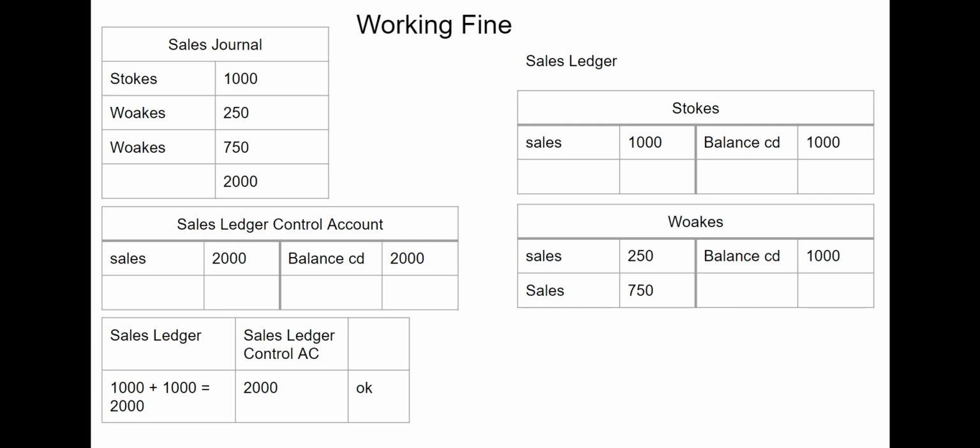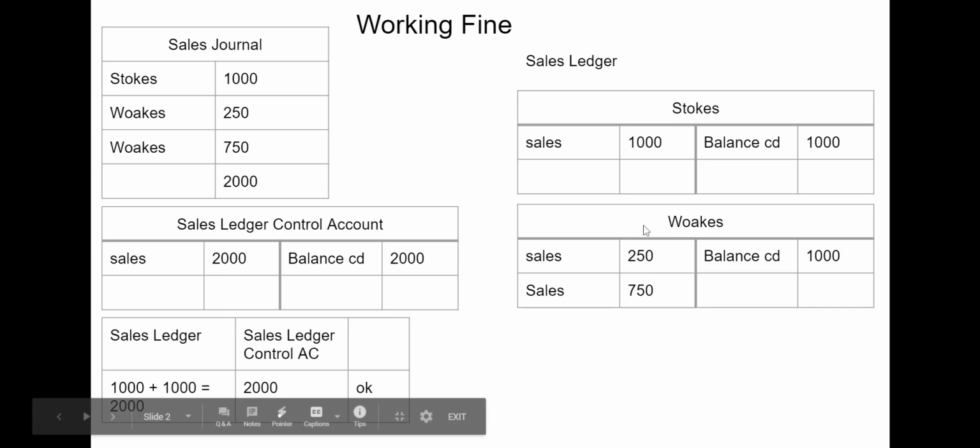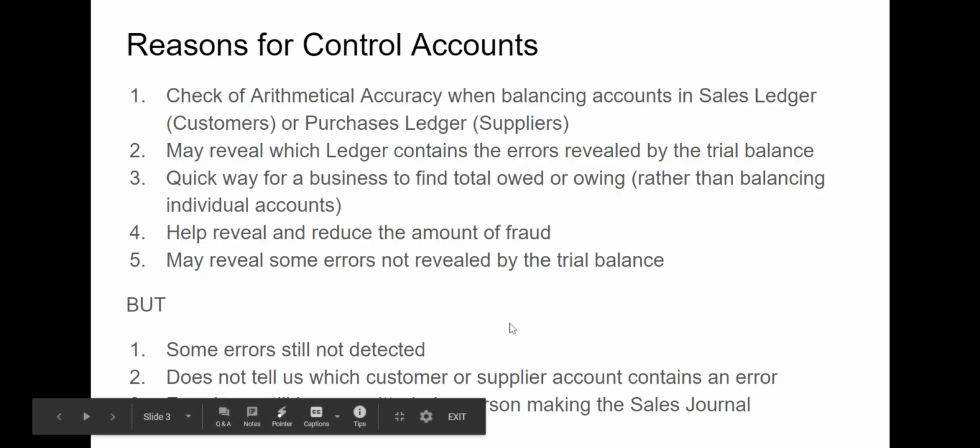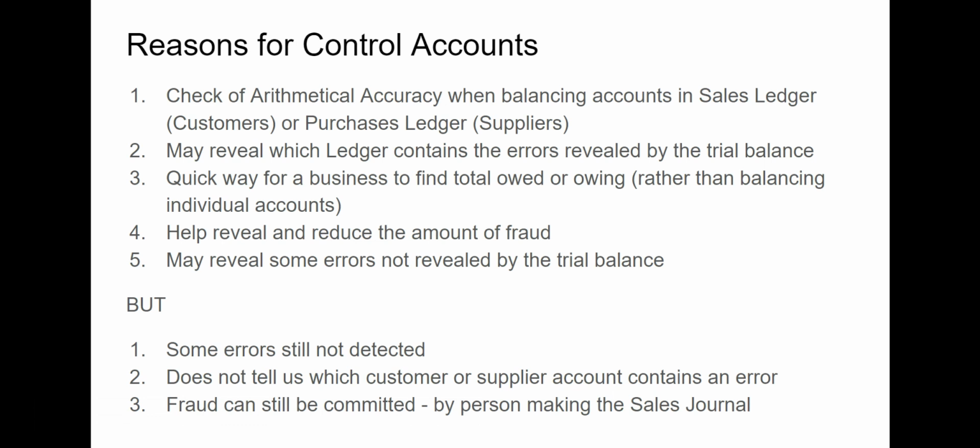There are some reasons why it might not be, but I would assume now that the sales ledger accounts are accurate. Why do we do control accounts? One is it checks that the sums have been done correctly in the customer accounts, and we'll have a look at an example in a moment of where the sums aren't done correctly, and it highlights that. It may reveal which ledger contains the errors revealed by the trial balance.